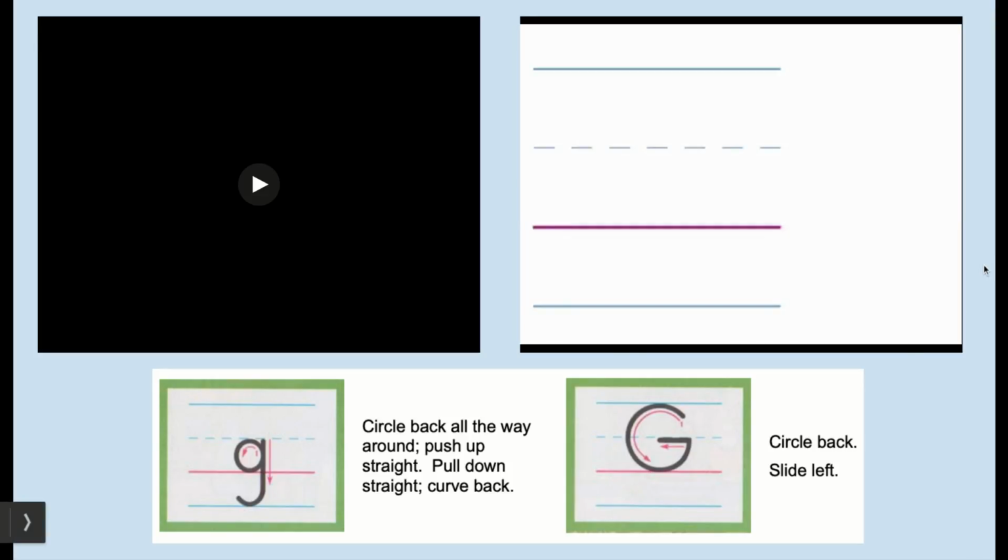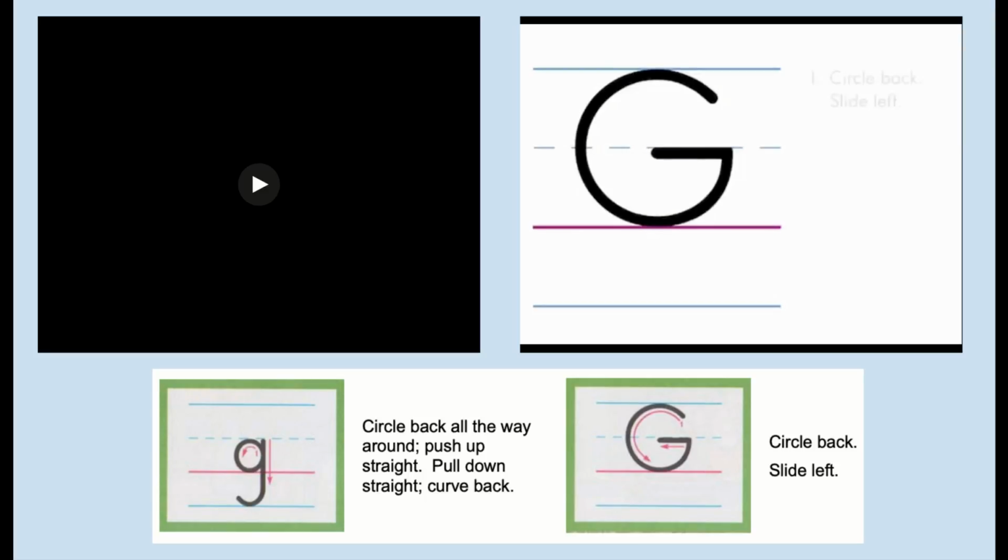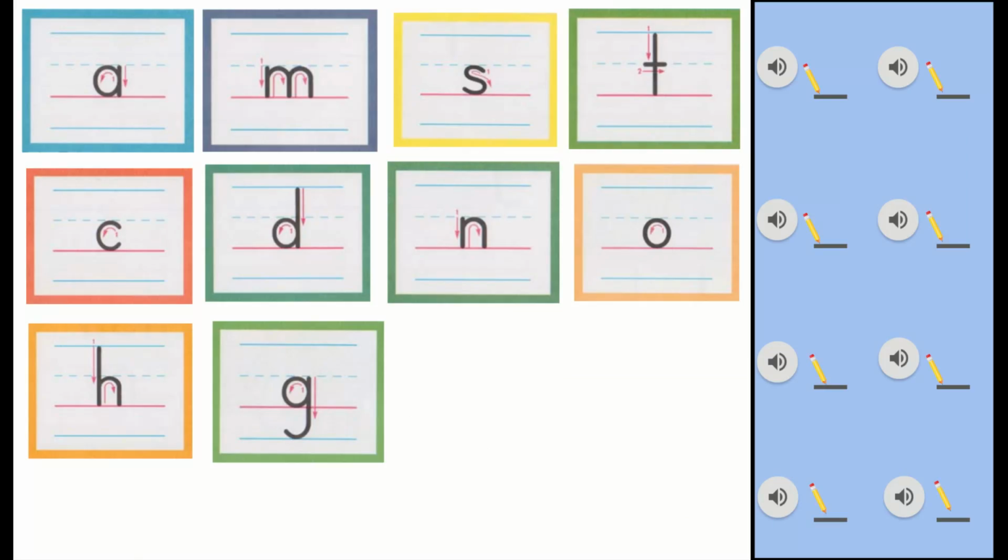Uppercase G. 1. Circle back. Slide left. Uppercase G. Now let's practice identifying the sounds we hear. I will play 8 sounds and you will write the letter that represents the sound that you hear. Ready?